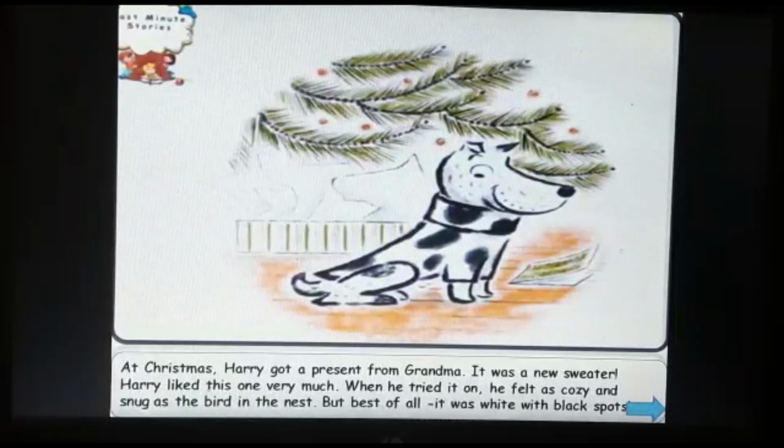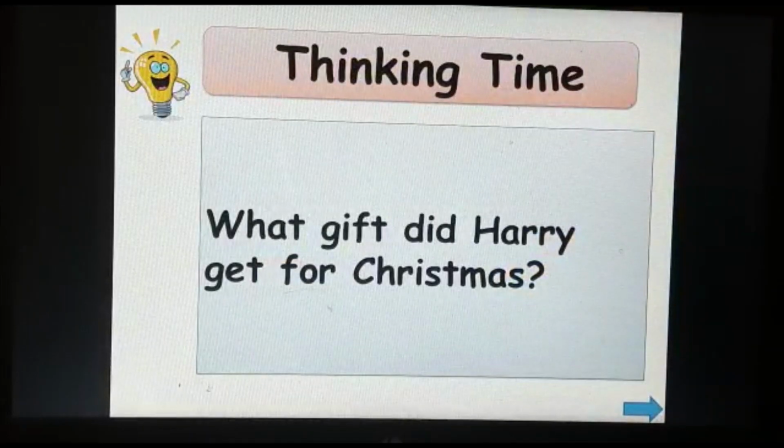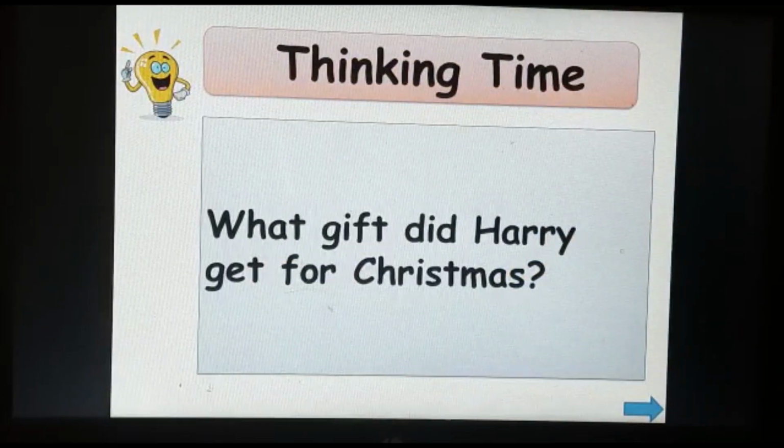Here comes Christmas. Harry got a present from Grandma. It was a new sweater. Harry liked this one very much. When he tried it on, he felt as cozy and snug as the bird in the nest. But best of all, it was white with black spots. Now, what was the gift Harry got for Christmas?